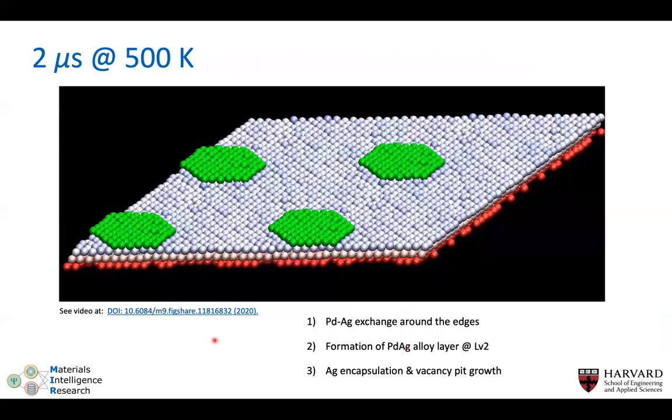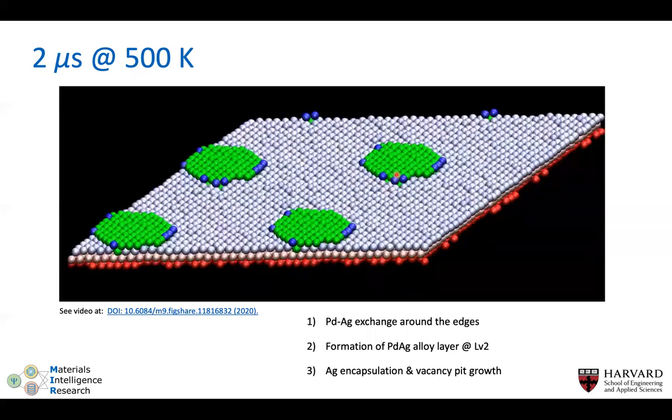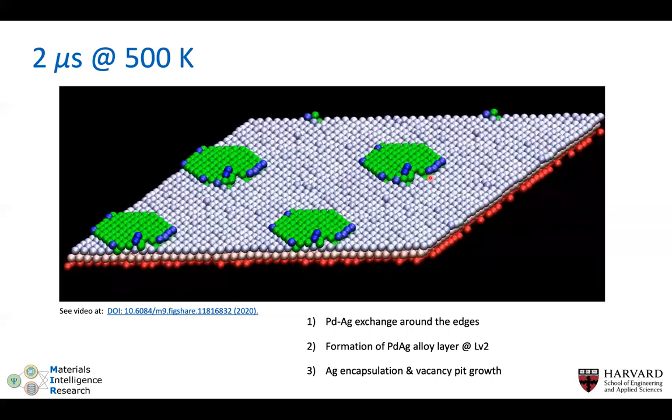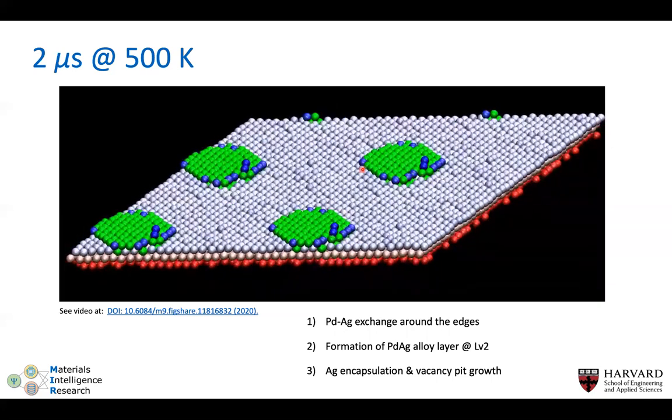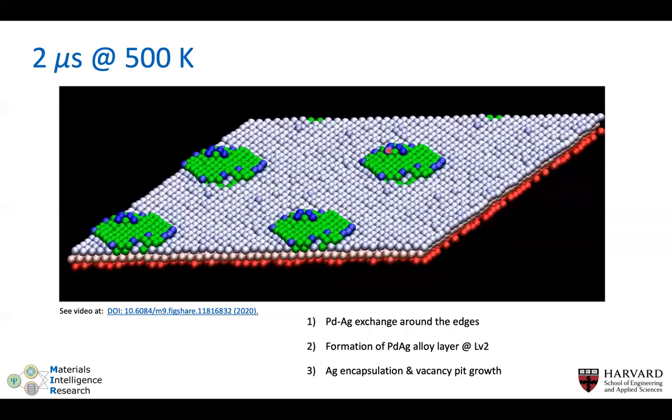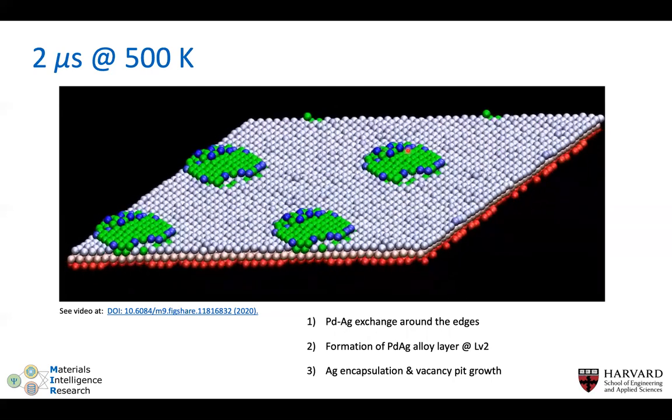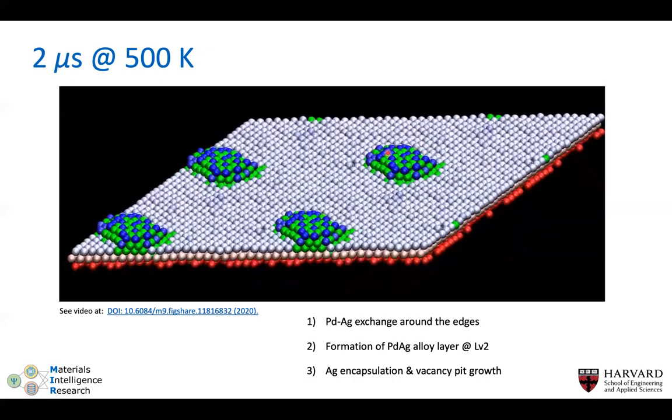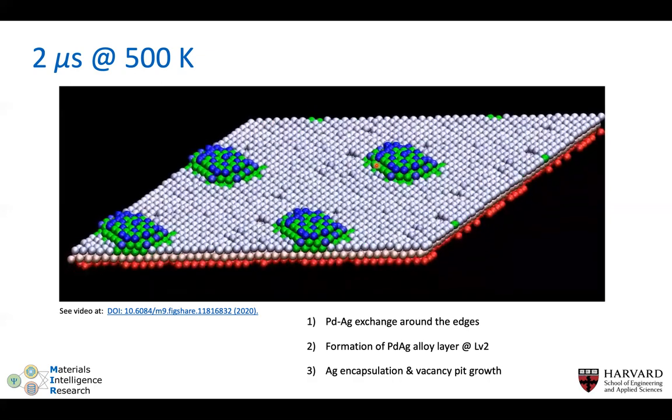Here's a video of our simulation looking at a palladium island, shown here in green, deposited on a silver 111 surface, where silver atoms are colored according to their layer heights. This was done at 500 Kelvin, very close to actual annealing temperature, and the simulation was for 2 microseconds. In the beginning, we have rapid exchange of palladium with underlying silver around the island edges. The blue atoms are silver atoms that have now come up to the surface. And over time, silver climbs up on top of the island and eventually forms a second layer that is now a palladium silver alloy.